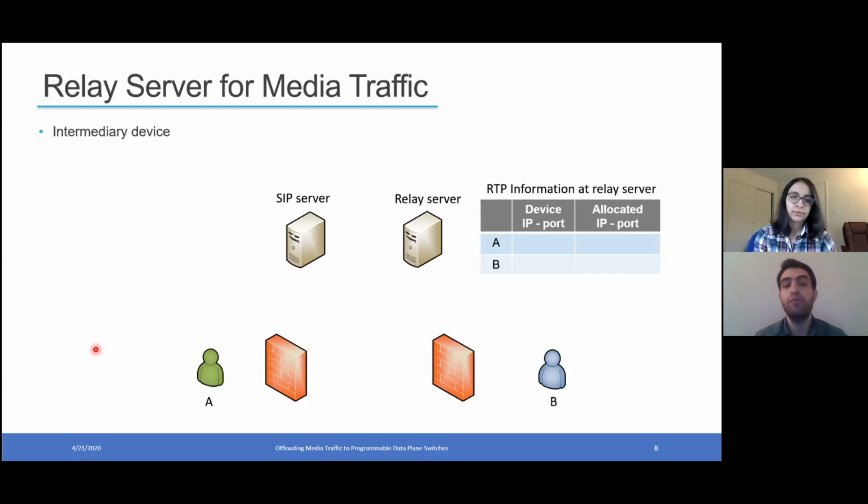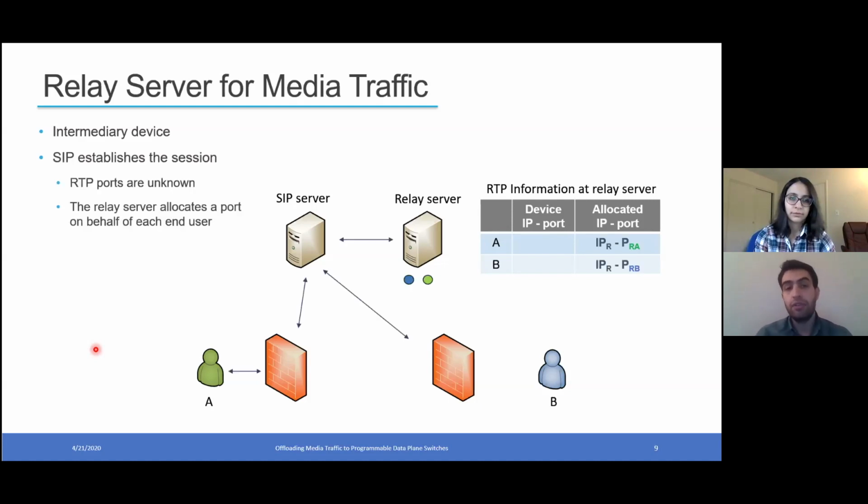So we would need to make sure that the media traffic will flow from A to B. At the beginning of the communication, the SIP will be used to establish the session. And at that time, we know that the SIP server communicates with the relay server. Therefore, the relay server will create ports, and these ports will be used to relay traffic on behalf of user A and user B. And this is why we see on the right-hand side here a table which is maintained by the relay server. This table will have all the information needed so that it can relay traffic whenever it receives packets from one user to the other.